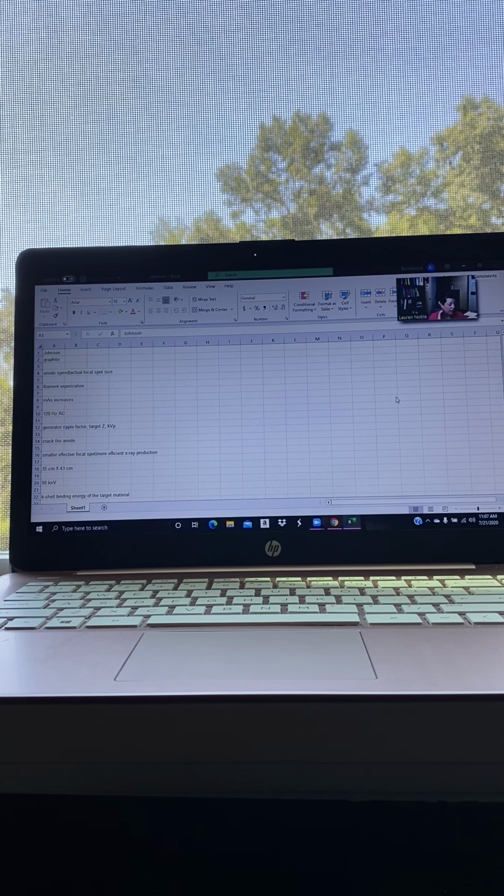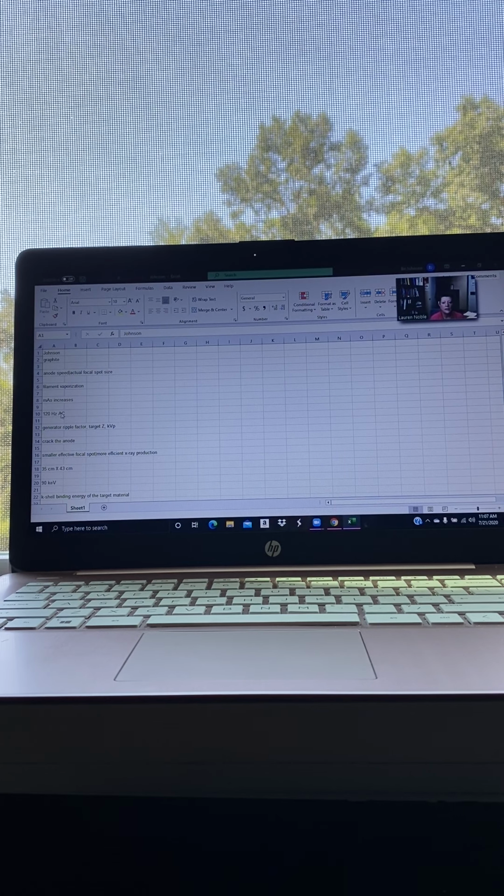Milliamperage doesn't have anything to do with the efficiency of X-ray production. Okay, MA has to do with the quantity, but not the efficiency of it. That would be the generator ripple, target Z, and the KVP. Okay.